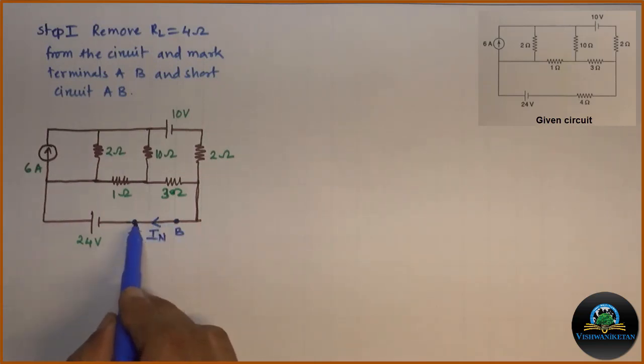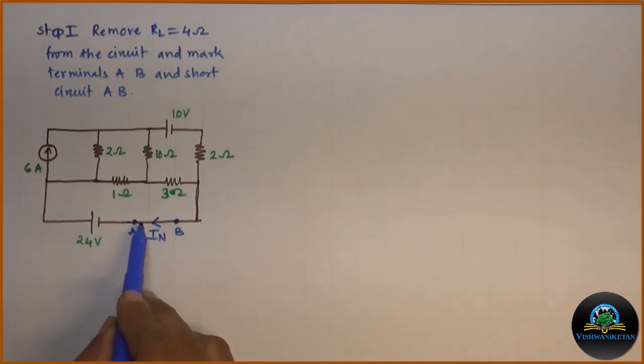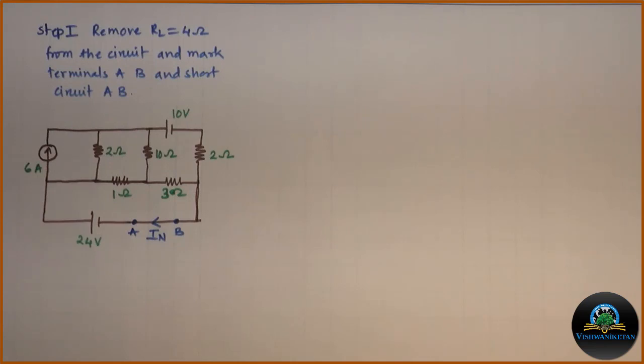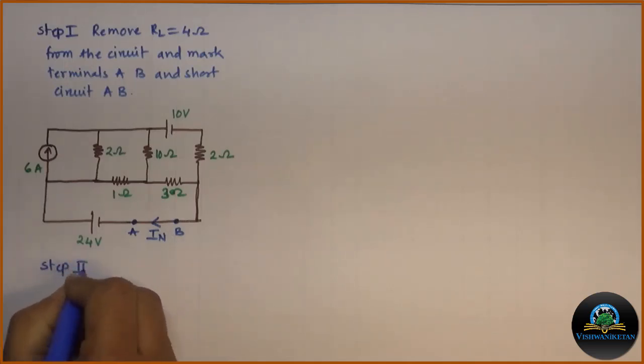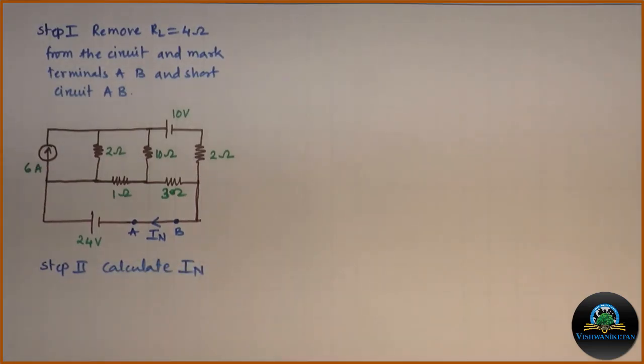These are our terminals AB where 4 ohm resistance was previously connected, and we have short circuited these terminals, and current IN will be calculated passing through this short circuited AB. So second step will be, we have to calculate IN, which is Norton's current. For calculation of IN, which is current through AB, we will simplify the circuit.